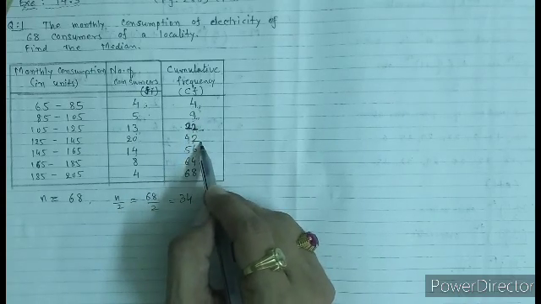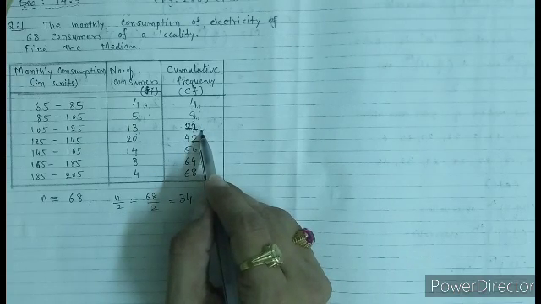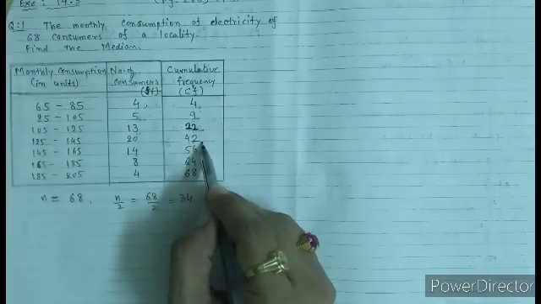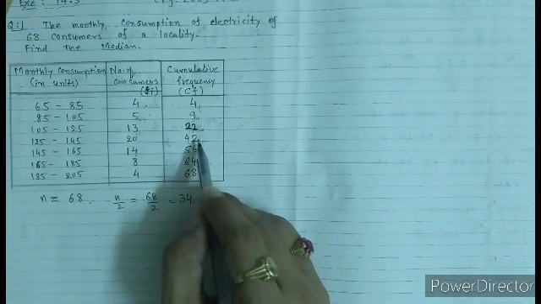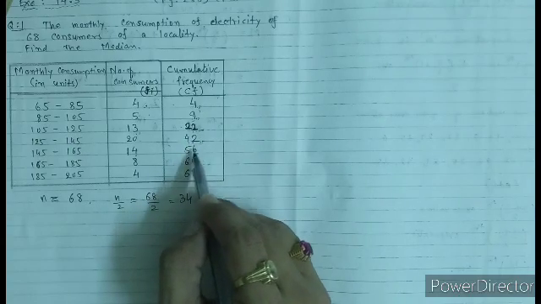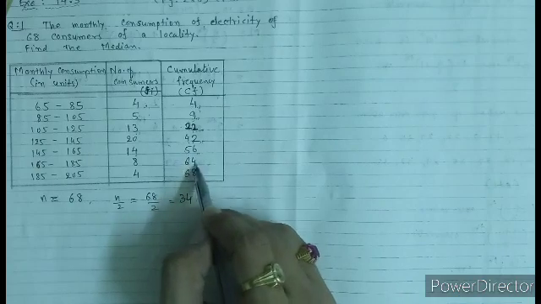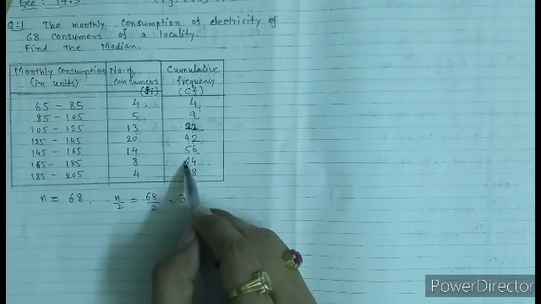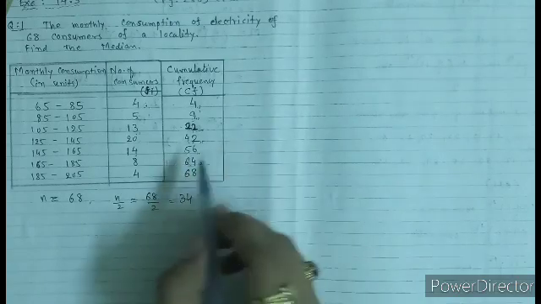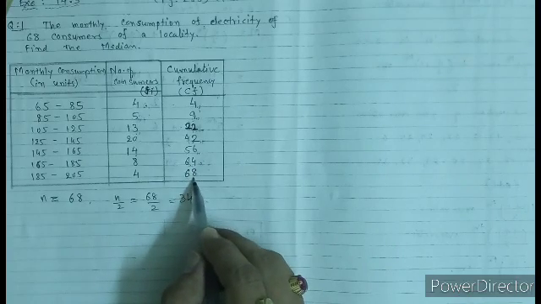Then the next is 42. It means after this number, the next number is 23. So 23 to 42 is included in this. Now the next is 56. It means 42 plus 1 is 43, so 43 to 56 is included here. Now the next is 64. It means after 56 is 57, so 57 to 64 is included here. Then after it is 68. It means after 64 is 65, so 65 to 68 is included here.